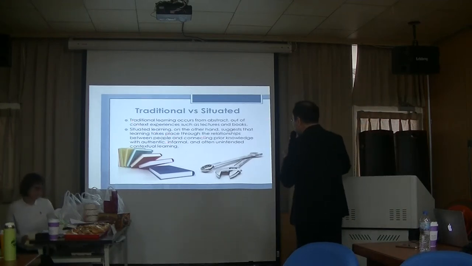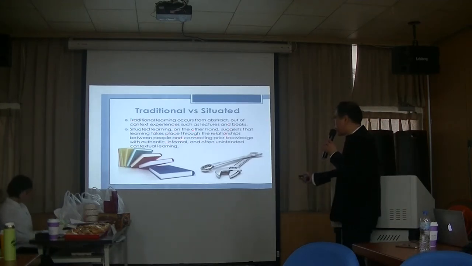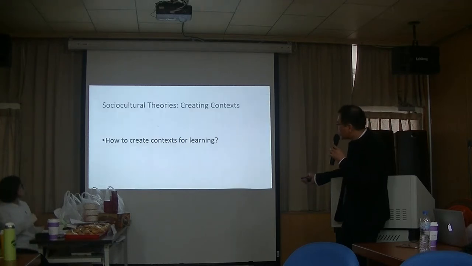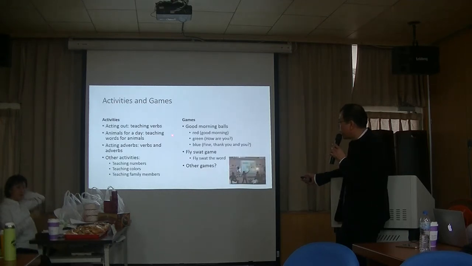Traditional learning occurs from abstract or context experience, so lectures and books. Theory suggests that learning takes place through the relation between people, and connecting prior knowledge with authentic, informal, and often unintended contextual learning. This is the so-called question of how to create context for learning. Here, activities, adding art, verse, and animals for teaching work.